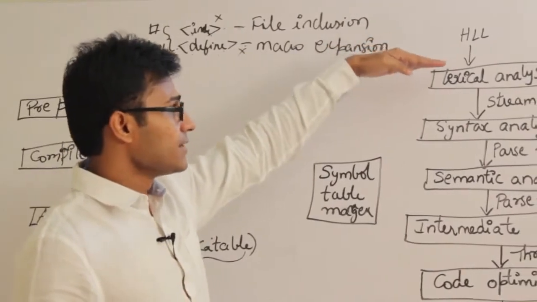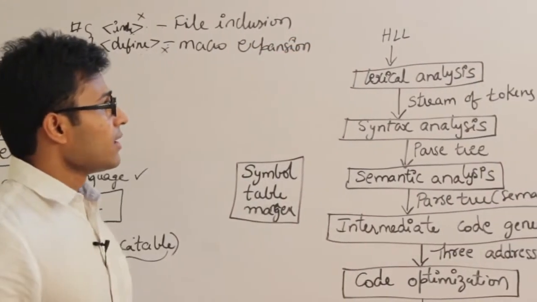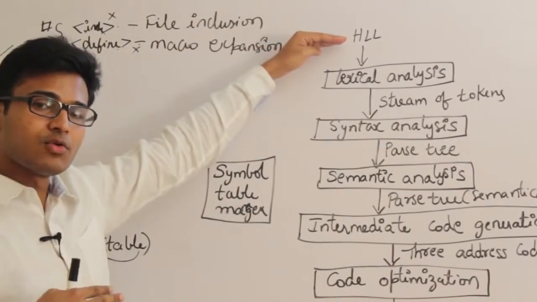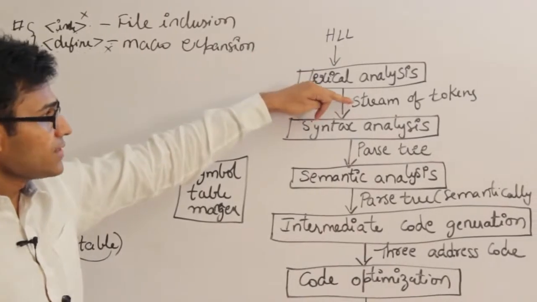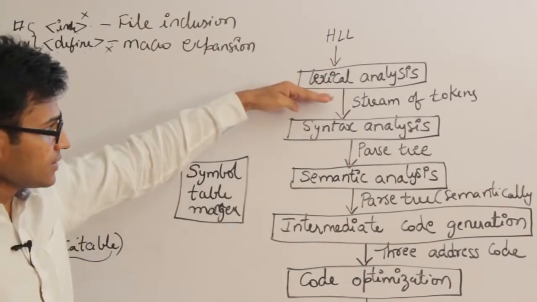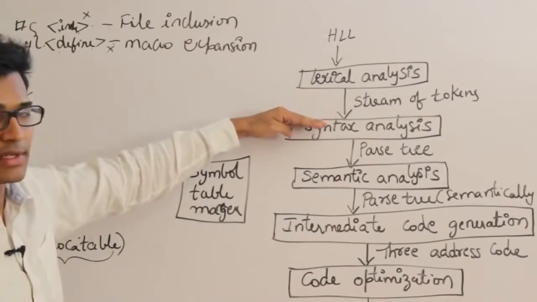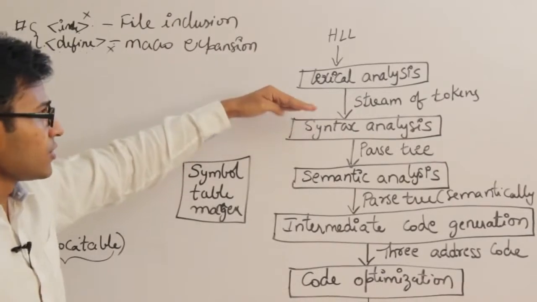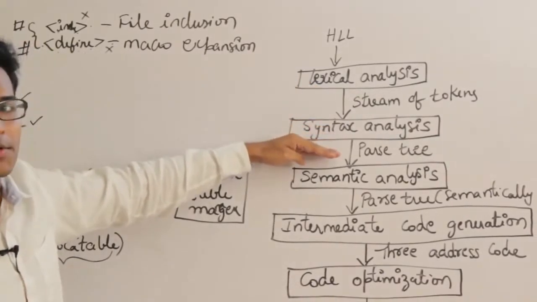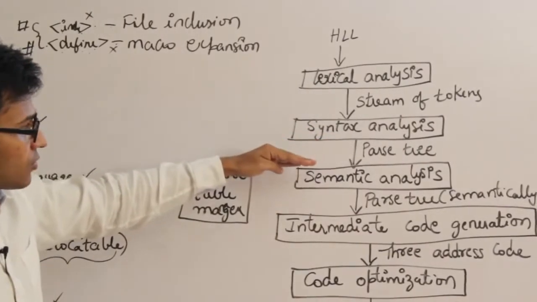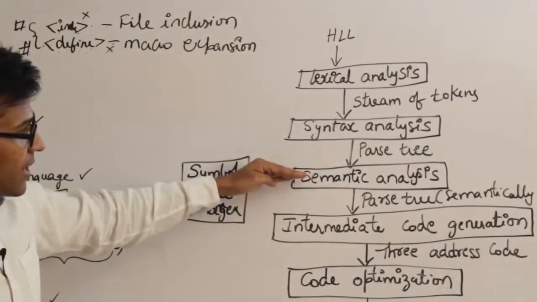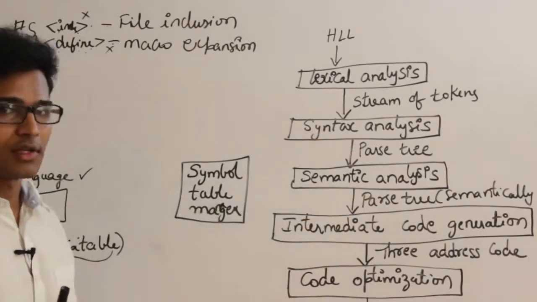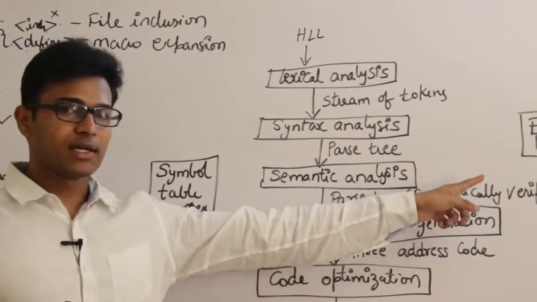So the first one is the lexical analysis phase. The lexical analysis phase will take the program, read it, and convert it into tokens. That is also called a stream of tokens. Next, this stream of tokens will be given to the syntax analyzer. The syntax analyzer is also called a parser sometimes, and it is going to take the tokens and convert them into a parse tree. Now the parse tree will be given to semantic analysis, and the semantic analyzer is going to verify whether the parse tree is meaningful or not. That is called a parse tree which is semantically verified.